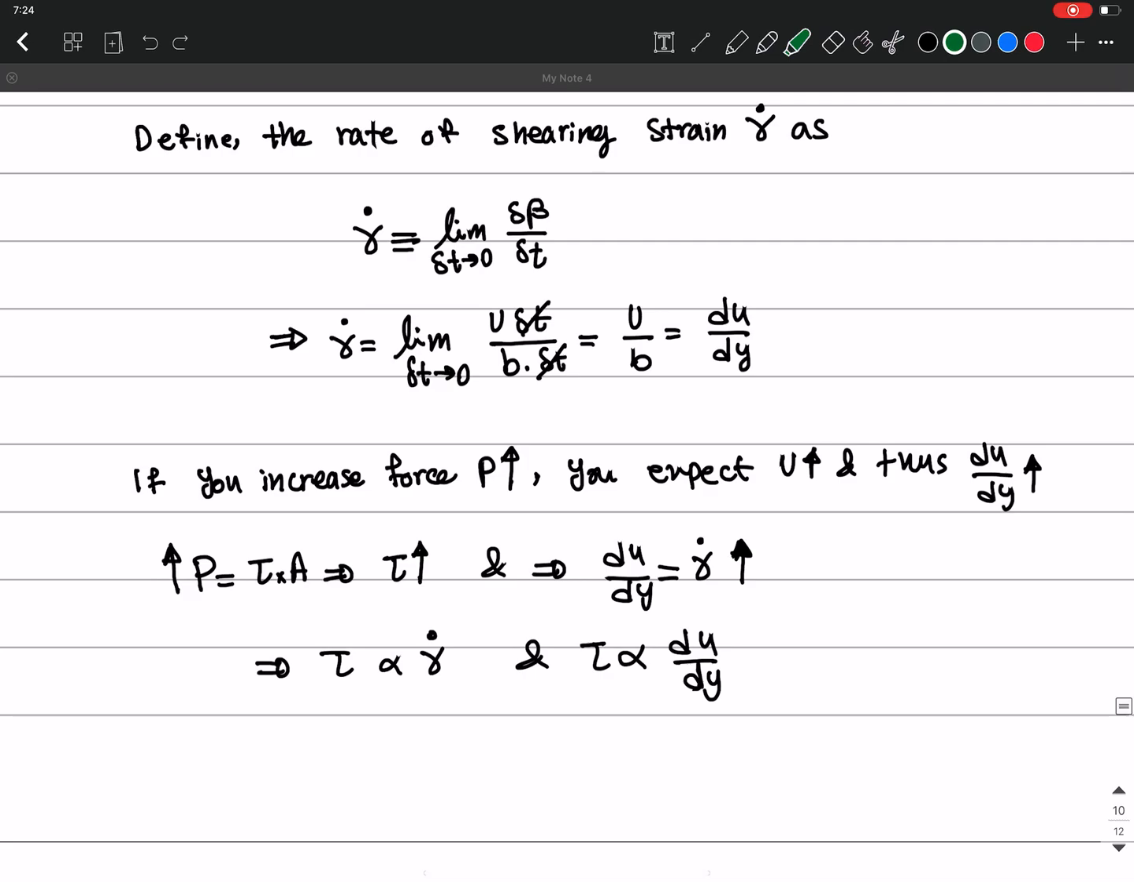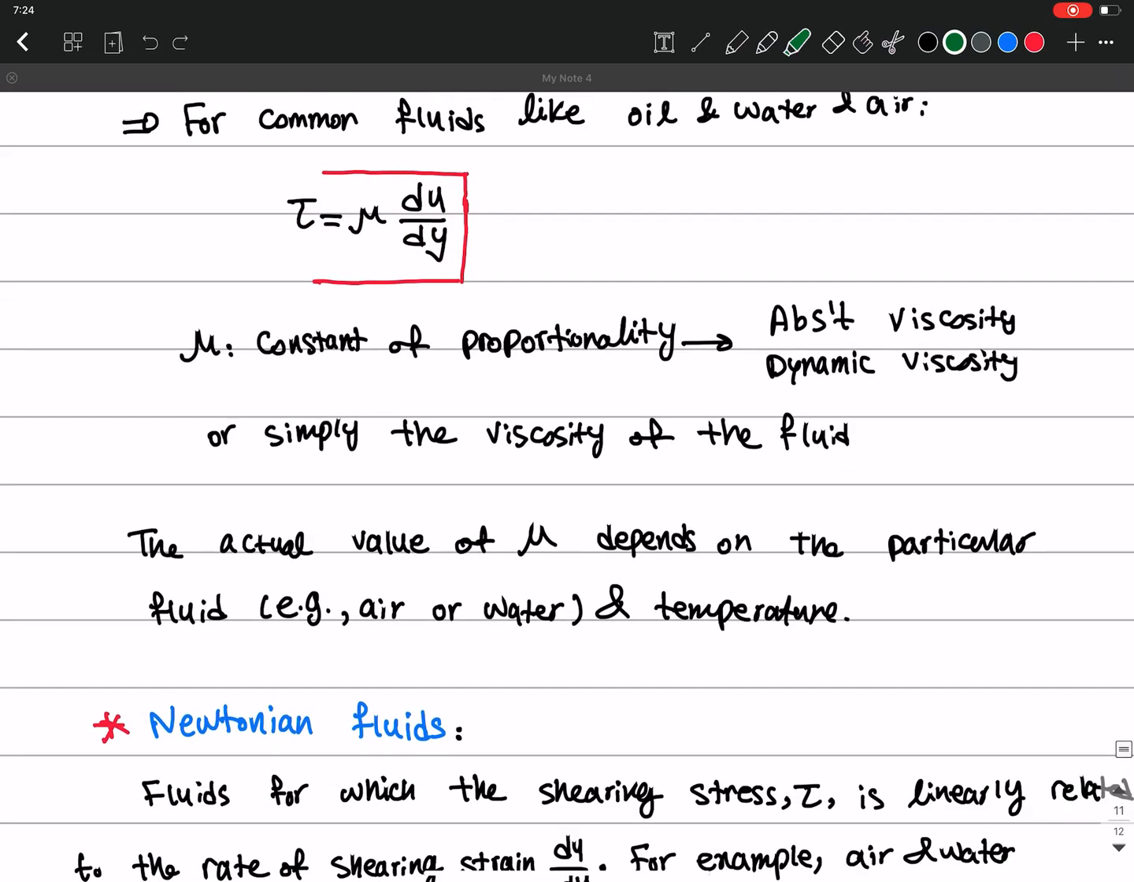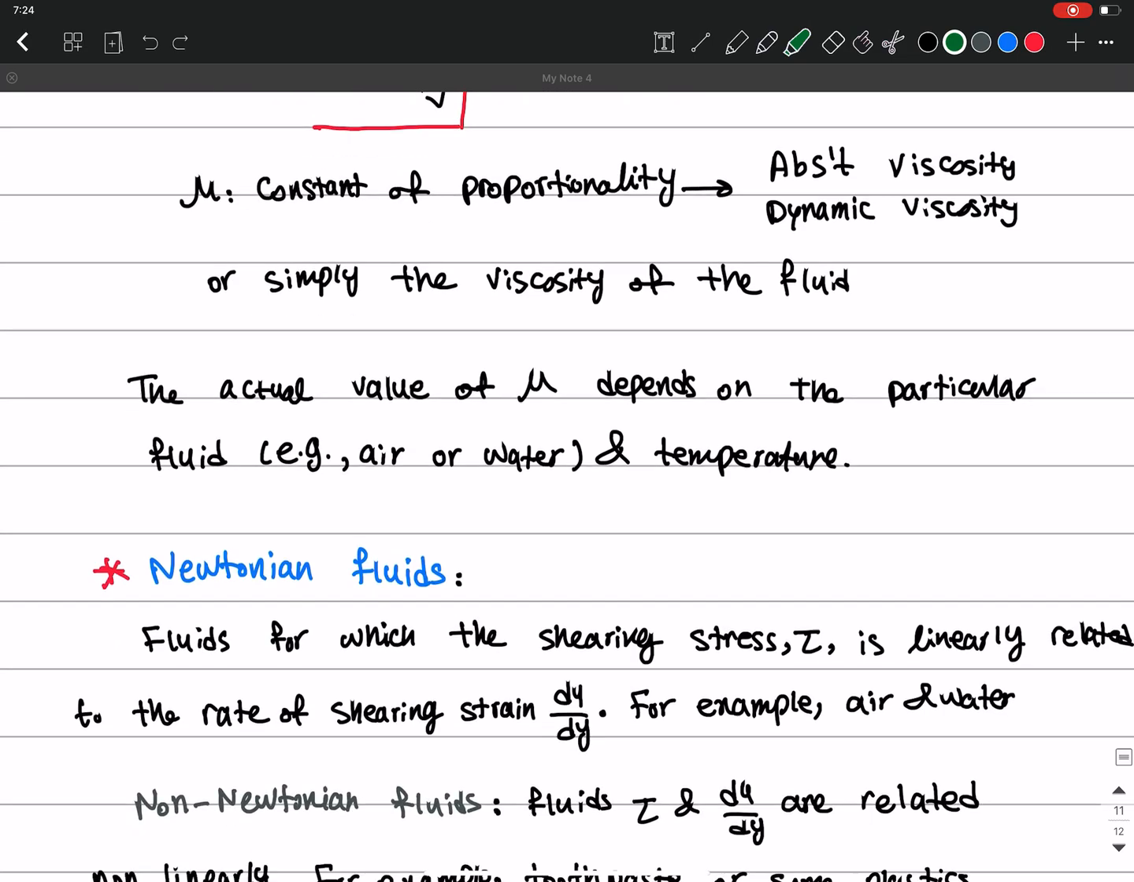And then we hypothesized and we showed that we expect, as you increase the force, your u should increase, and thus your du over dy should also increase. Your velocity gradient should also increase. So tau is proportional to du over dy. And for some fluids like oil, water, and air, this relationship is linear, so we can write tau equals mu du over dy. And mu is just called absolute viscosity, dynamic viscosity, or simply the viscosity of the fluid.